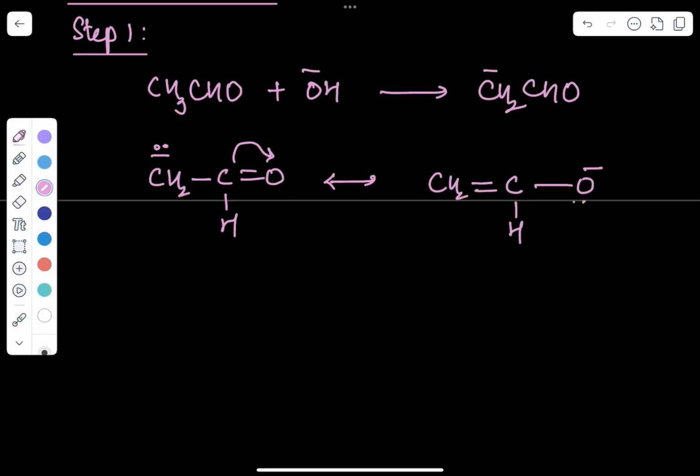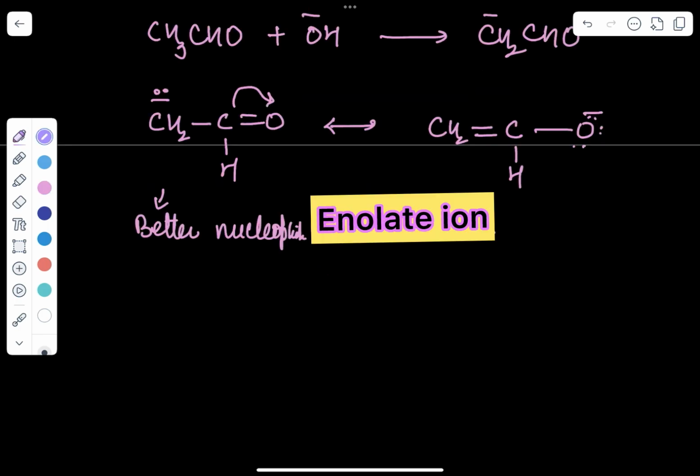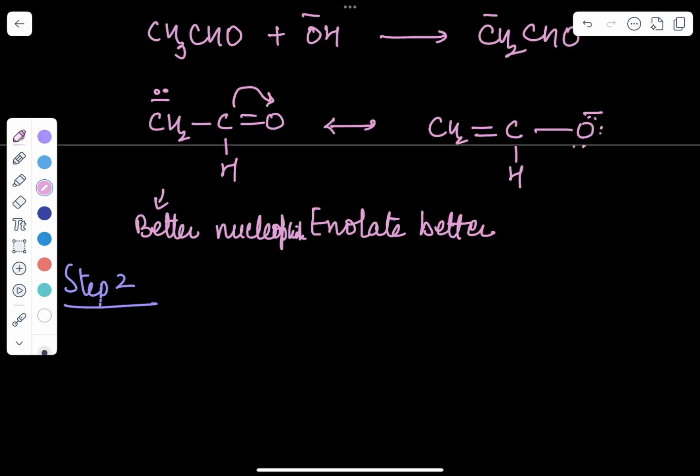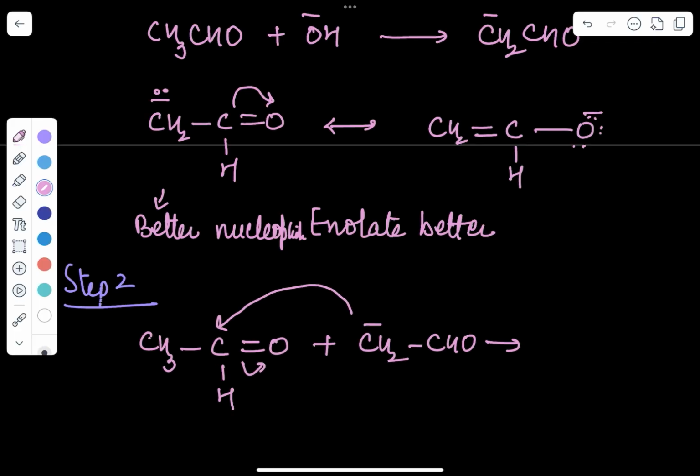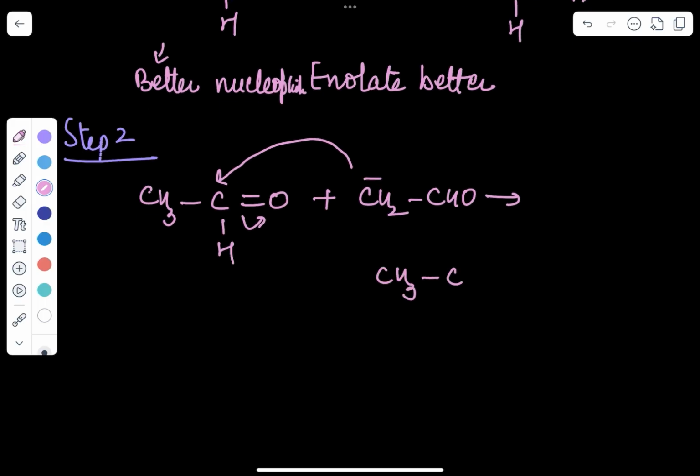This anion is formed, which is known as enolate anion, and you can see that it is resonance stabilized, and it is a better nucleophile from the carbon side. In step 2, this nucleophile from the carbon side attacks the carbonyl carbon, and we get a product like this.